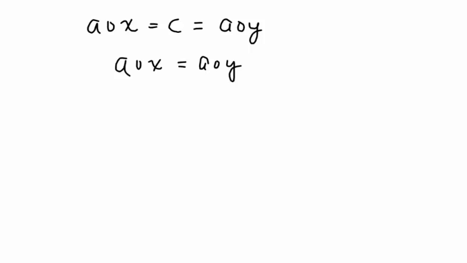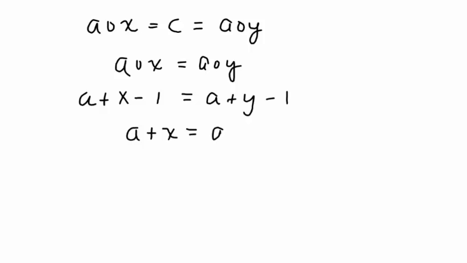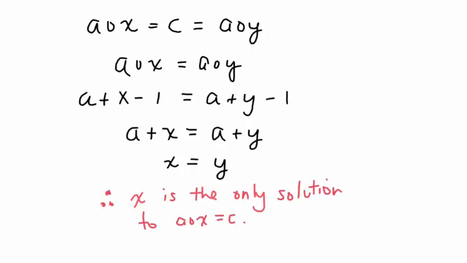And then we can use the definition of the circle operation, so the left-hand side is going to expand out and become A plus X minus 1, and the right-hand side is going to become A plus Y minus 1. And notice that we can add 1 to both sides. That's going to give us A plus X is equal to A plus Y. And A is a real number, so we can subtract that from both sides of our equation, and we're going to get X is equal to Y. And this tells us that X is the only solution to this particular equation.